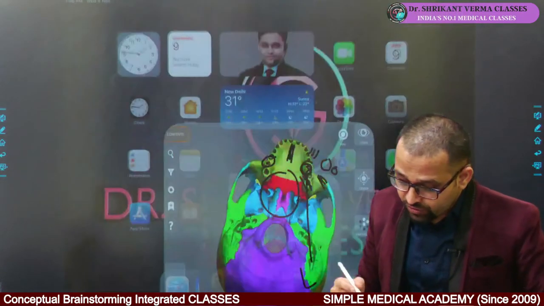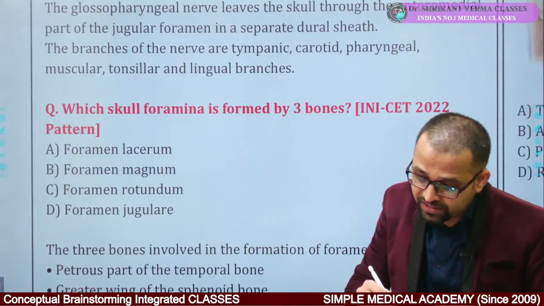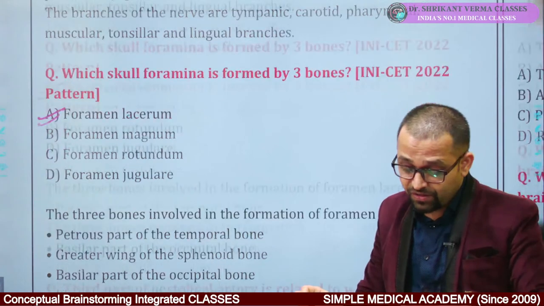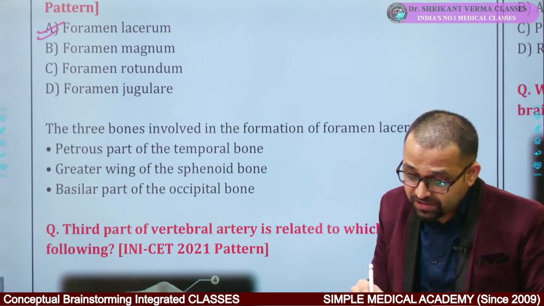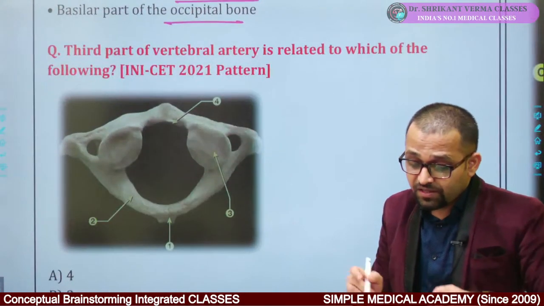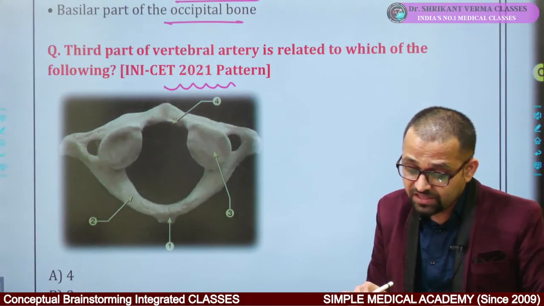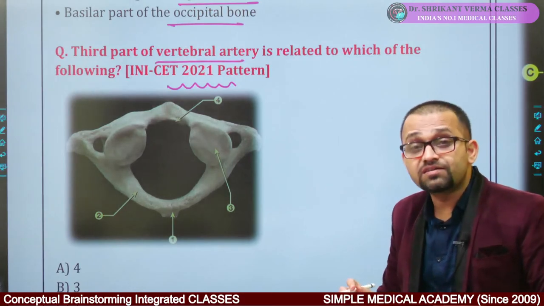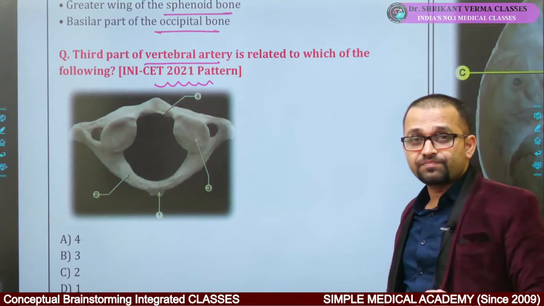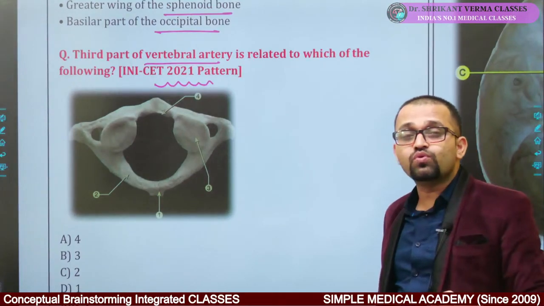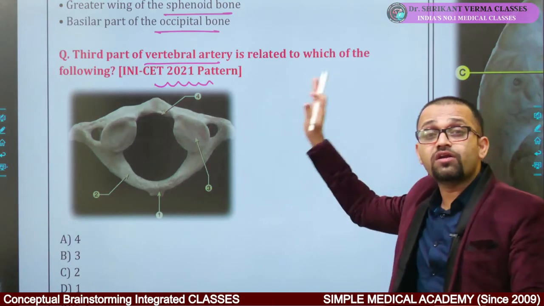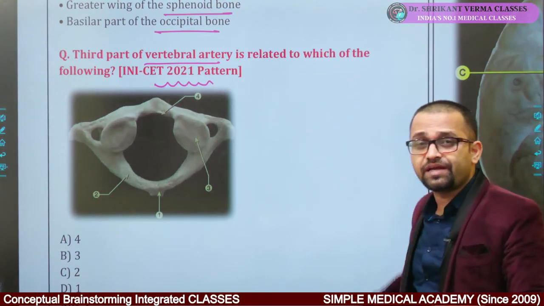So what you have to remember right now, we will discuss all the cranial cavity foramina in detail, but right now the answer is foramen lacerum, which is formed by the petrous part of the temporal bone, sphenoid bone and occipital bone. Now see, INICET 2021: the third part of the vertebral artery is related with which of the following? This is actually not a new question. It is an old question, asked already near 2016-17 AIIMS.